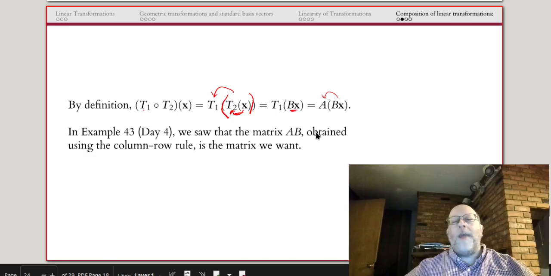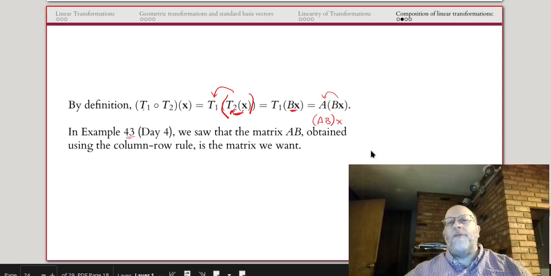And we saw way back on day 4, it was example 43, that the matrix that does A parentheses BX is the same as the parentheses going here times X. And we can move the parentheses around and not change the answer. And so the matrix A times B, which we get using the column row rule, is exactly the matrix that we want.